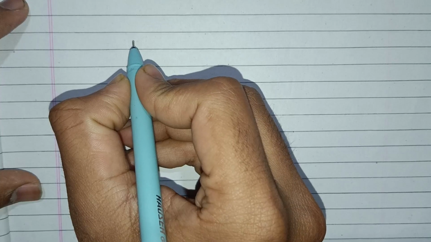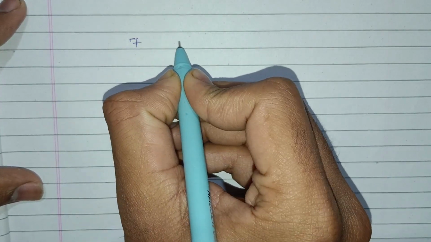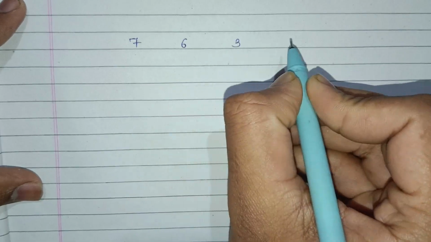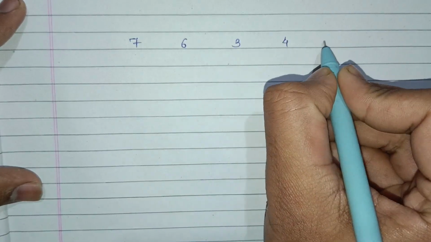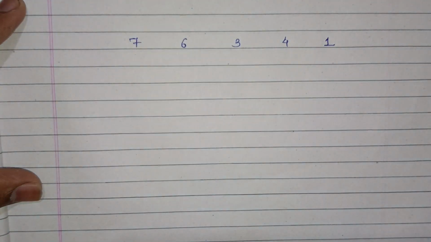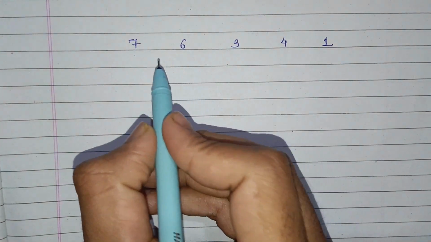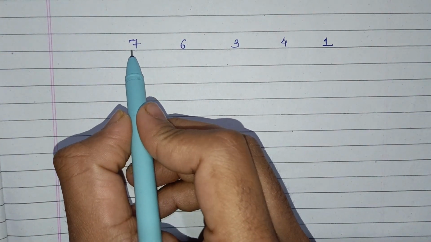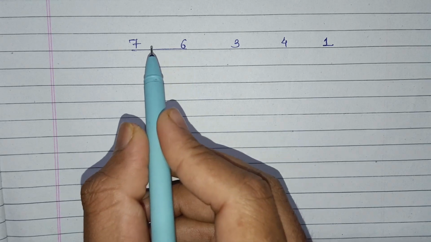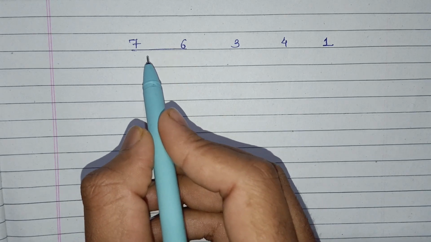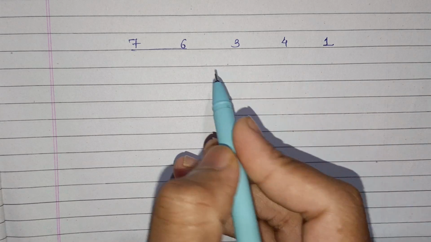So let's take one example. I'm writing the elements here: 7, 6, 3, 4 and 1. Now it will do comparisons. Now 7 will compare with 6. Now 6 is less than 7, so they will get swapped.